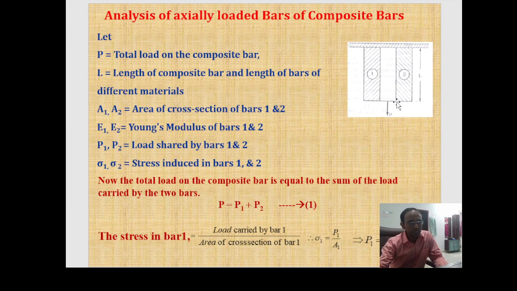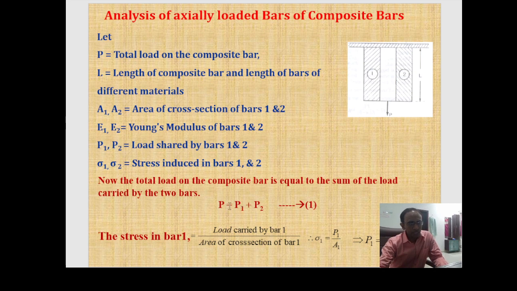So they are shared. First of all, the condition is that the load will be shared by both materials. So if this is 1 and this is 2, the total load acting on that is P, and the load carried by member 1, bar 1, is P1 and this is P2. Then P equals P1 plus P2. This is one condition.